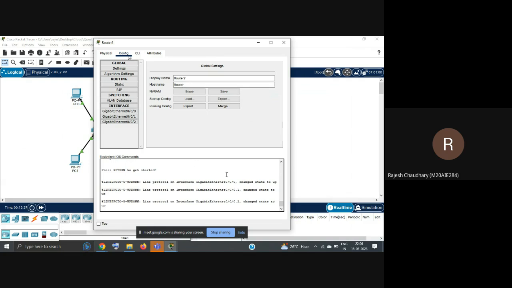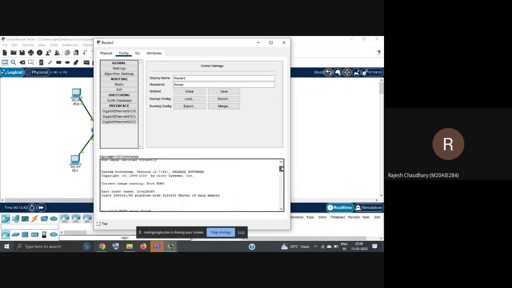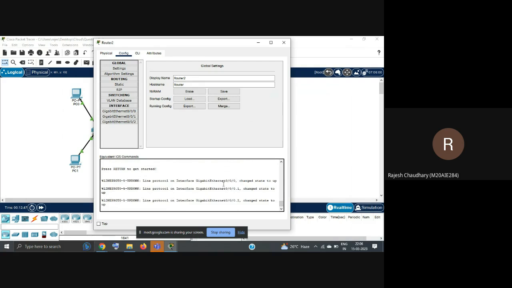This is the configuration which is available here, and this is how the interfaces are able to learn the MAC addresses, and that's how they are able to communicate.